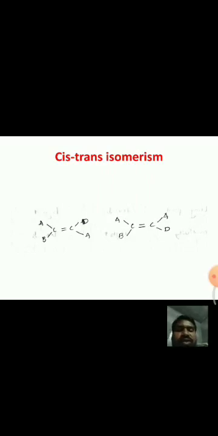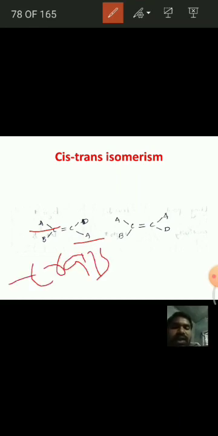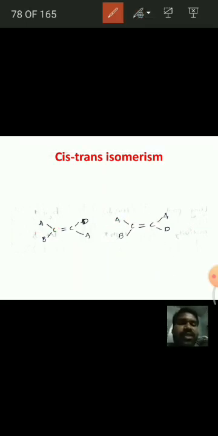For this molecule, again one group is common on the sp2 carbons, that is A and A. With respect to A, we can assign cis and trans names. Here the same group is on the opposite side, hence it is said to be trans molecule. Here in the second molecule, the two groups are on the same side, hence it is said to be cis molecule. I think it is clear. That means if the same groups are on the same side, the molecule is cis molecule. If the same groups are on opposite sides, the molecule is trans molecule.